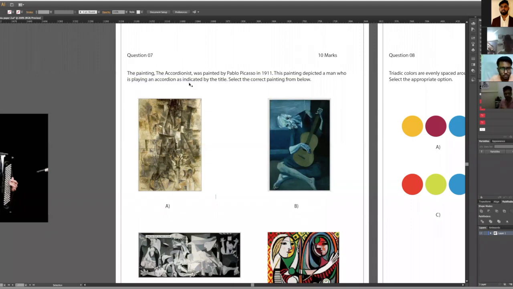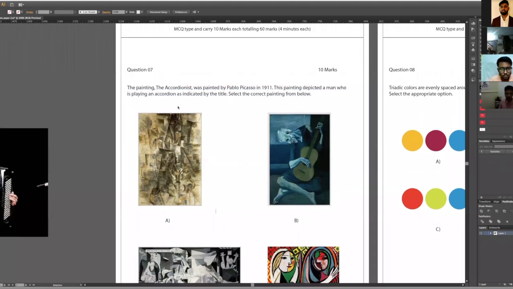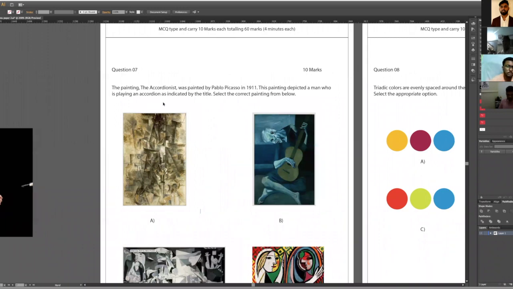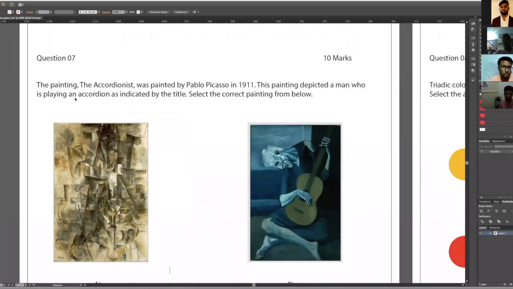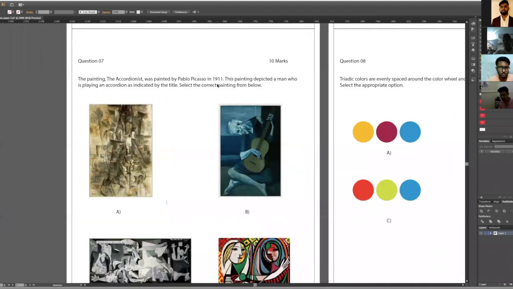But if you don't know this painting, what all things can we do? Let's see. It's written: the painting The Accordionist was painted by Pablo Picasso in 1911. This painting depicted a man who is playing an accordion as indicated by the title. Select the correct painting from below. Okay, itself it has given some explanation of what is happening. There is a man and there is an instrument.